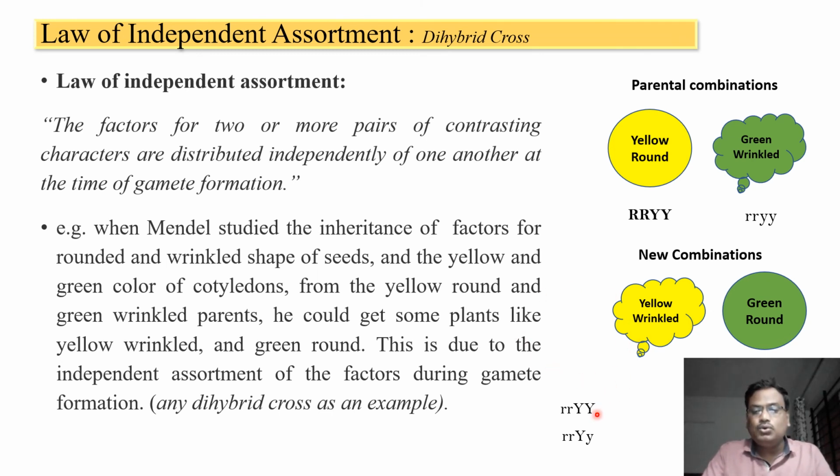So yellow is due to the presence of capital Y, whether homozygous or heterozygous. So here you can see the yellow color seeds are produced and the seeds are wrinkled in shape. That means the capital Y is now present with small r. So there is no affinity between capital R and capital Y, small r and small y. So they get separated independent of each other, right? So this is called the law of independent assortment.